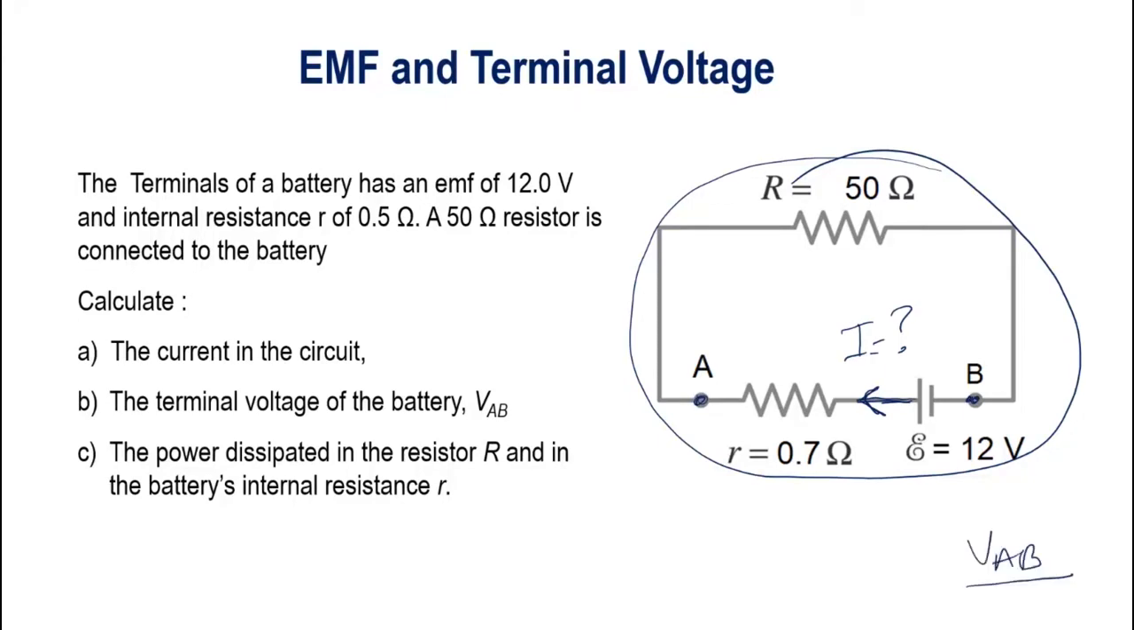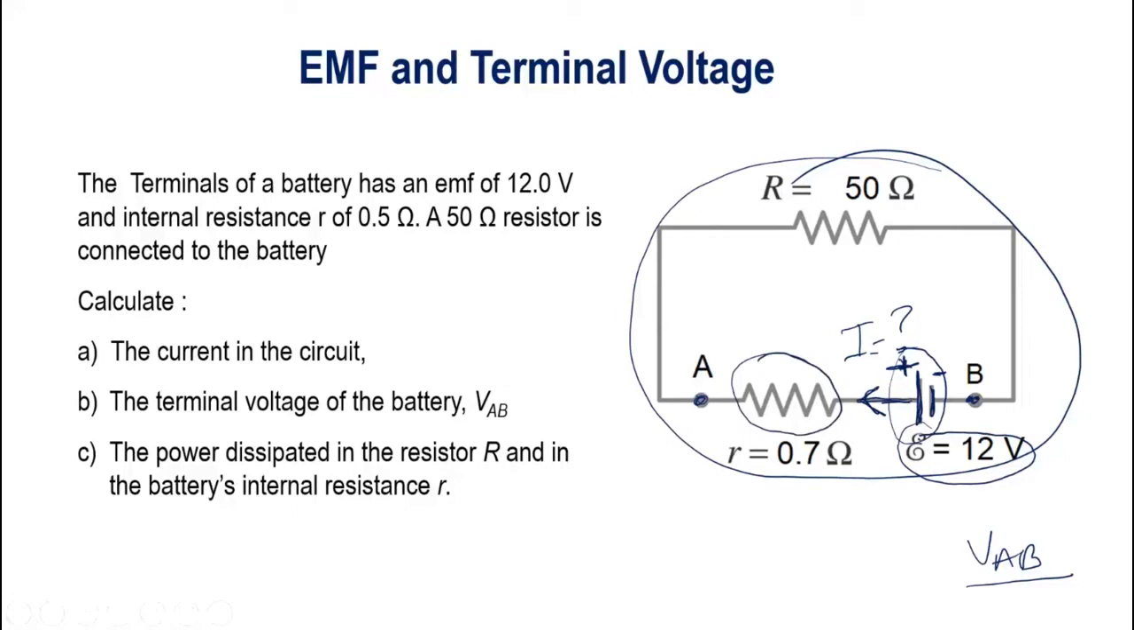This battery has an EMF of 12 volts. This longest side is represented by plus. This short side is negative. This we call the EMF. This one is the internal resistance of the battery.